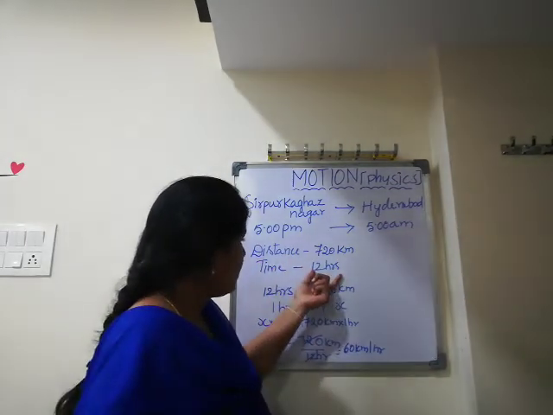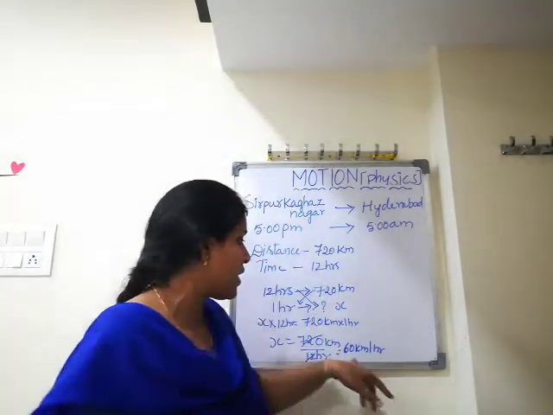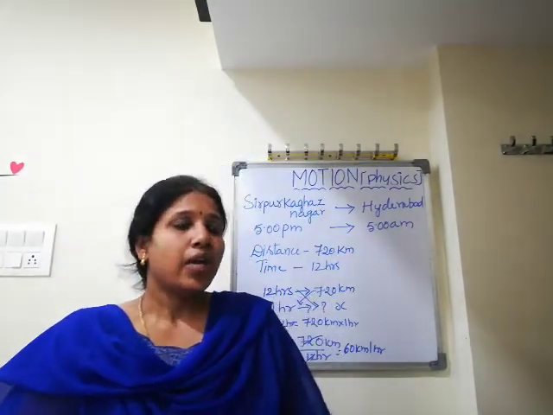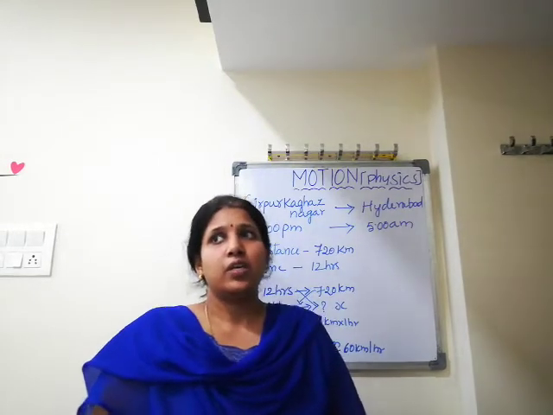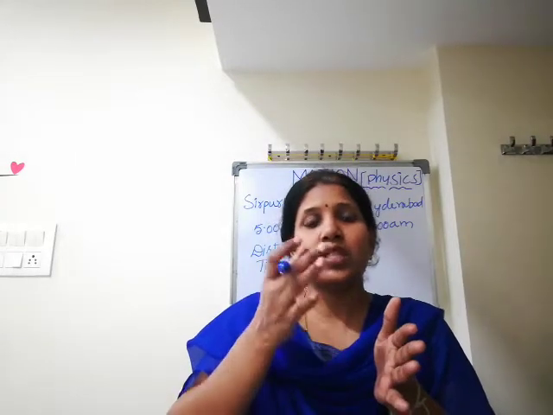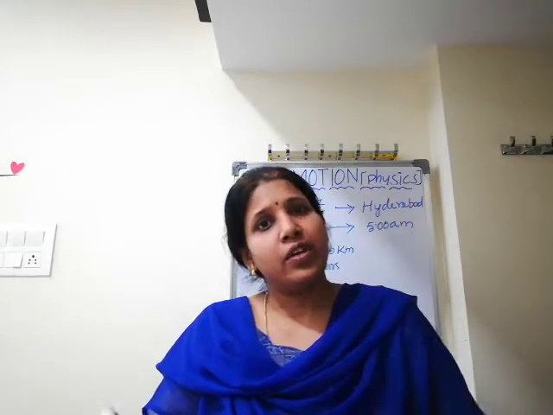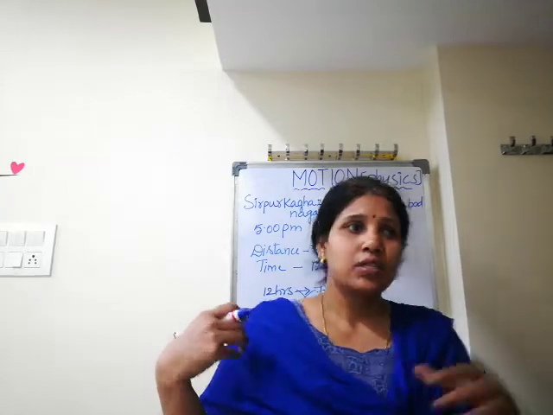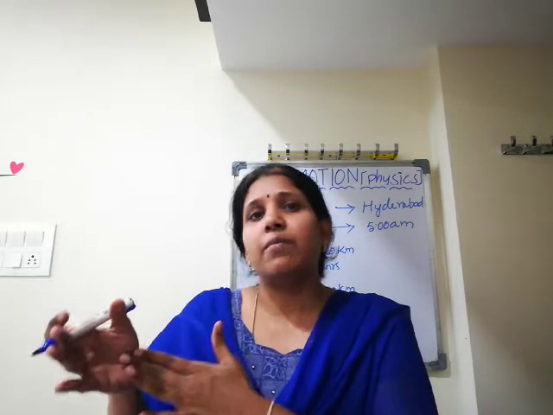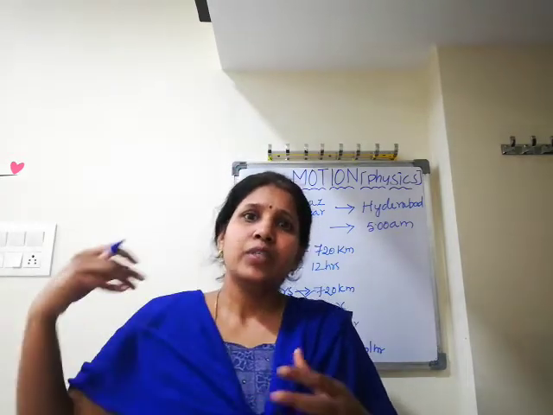So in 12 hours the distance travelled by the train is 720 kilometers, and in 1 hour the distance travelled by the train is how much? 60 kilometers. Now I want to ask you a question. If you take the 12 hours as 12 parts, and for every 1 hour the train covers the same distance, 60 kilometers, then after the first hour 60 kilometers, after the second hour 120, after the third hour 180, like that.